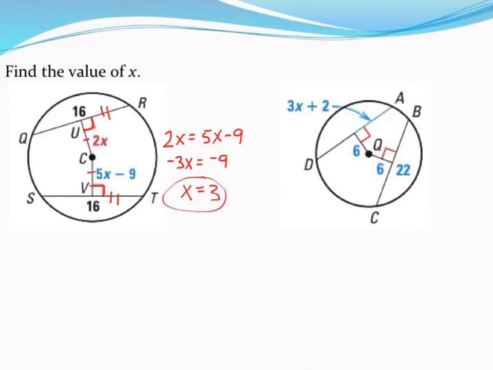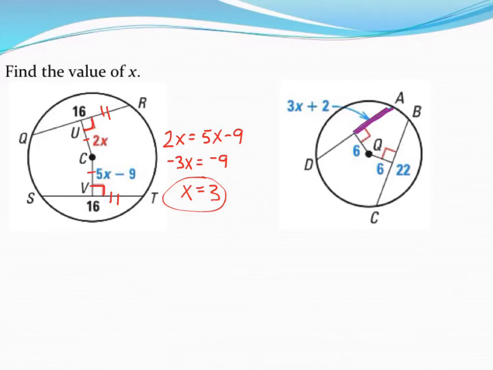Next example, last example, let's do the same thing. This time, notice, this is a really subtle trick, I think, on this problem. This piece right here, 3x plus 2, is not pointing to the entire chord. Instead, it's just pointing to this partial piece over here. There's half of it. So keep that in mind as we set this one up. I think this one's a bit tricky.